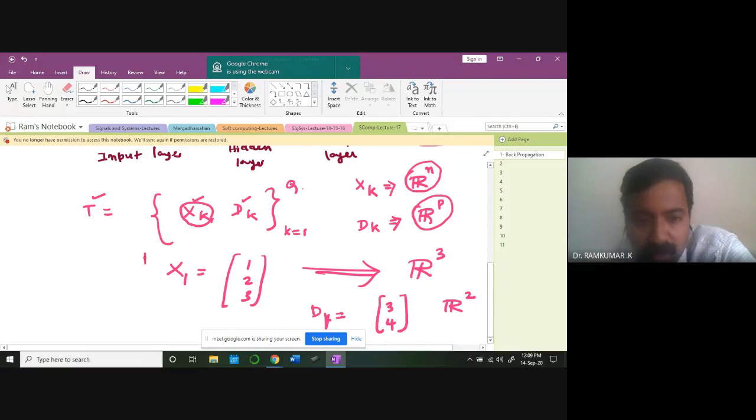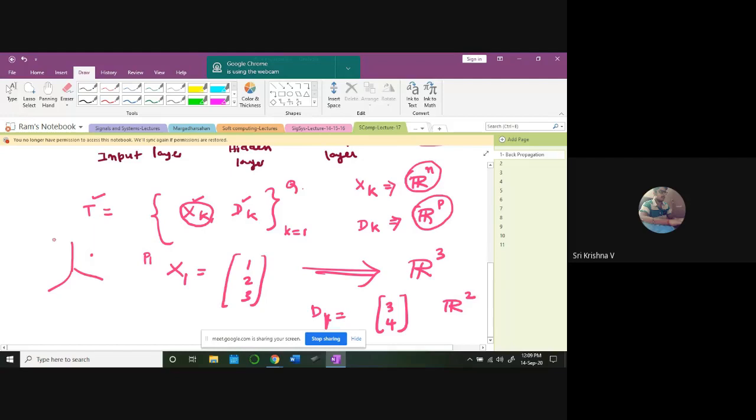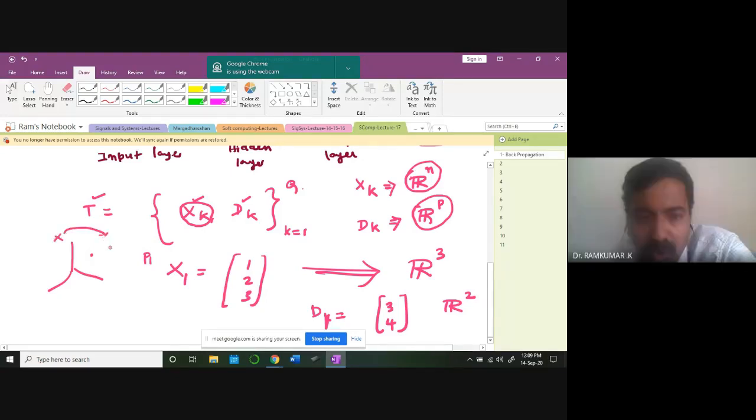This is pattern 1. It is a 3-dimensional pattern, so you have 1, 2, 3. The data can be marked as a point in this 3-dimensional space, this X data. You are mapping it to the D data, which is 2-dimensional, as a point 3, 4, for example. You are going to map the data from X to D. That is what you call a labeled data set. Like that, how many data points do we have here?